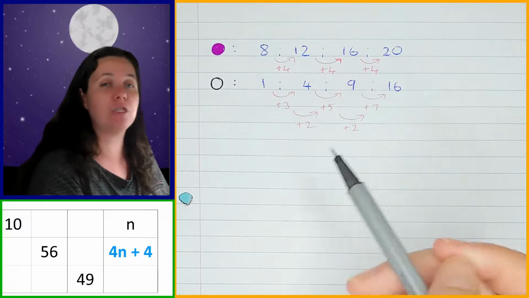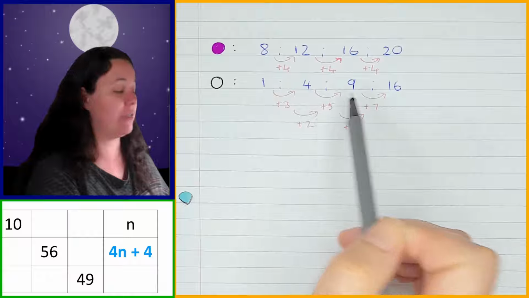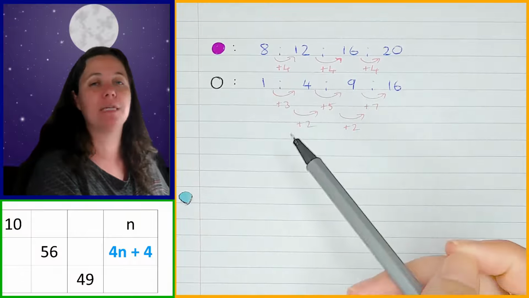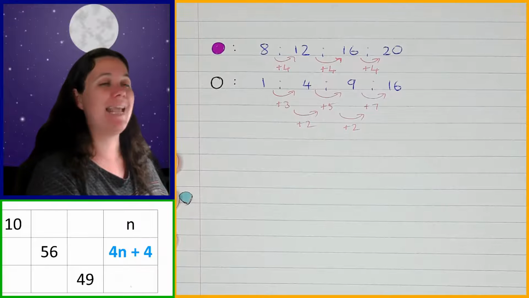Now, if I compare it to my square numbers, 1, 4, 9, and 16, they are the same as what I've got over here. These are the square numbers. So you might have noticed that straight away. And if you did, then that's great. Your rule for the white dots is n squared.